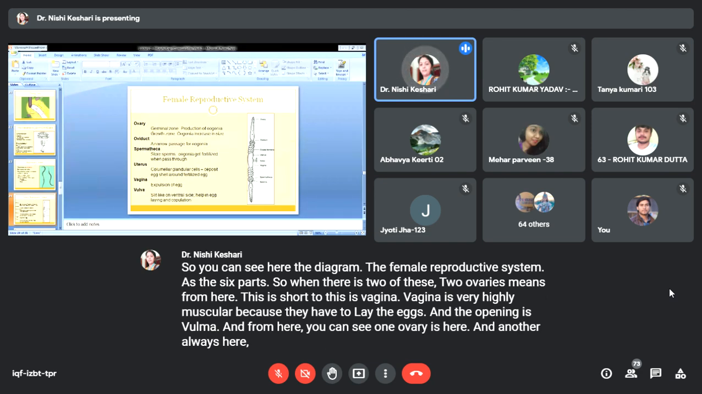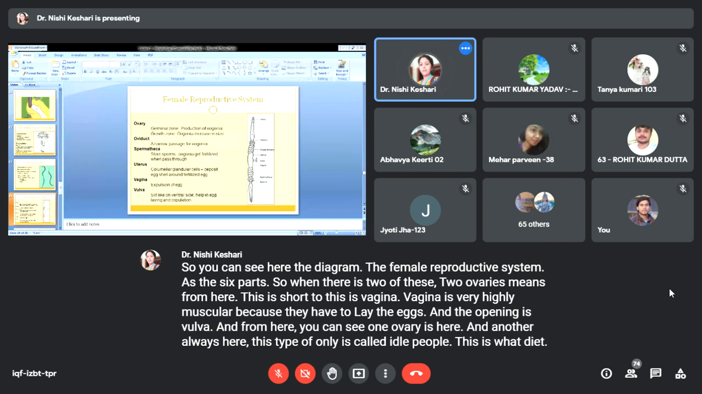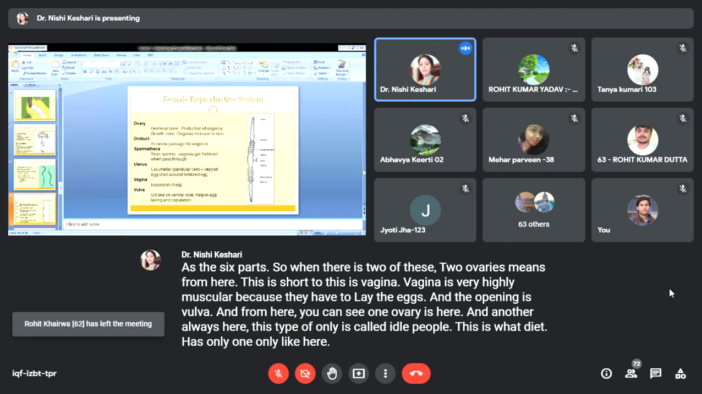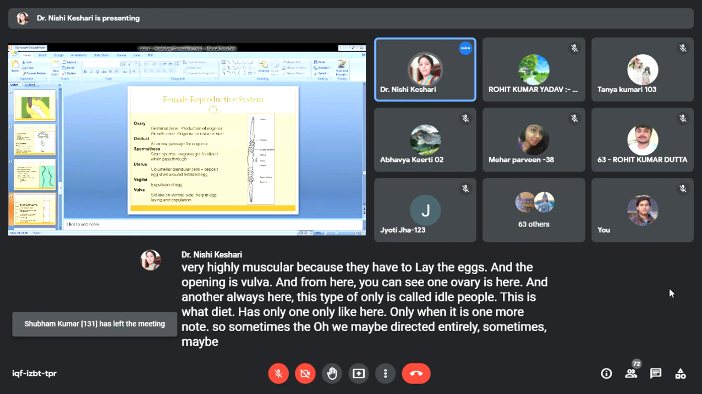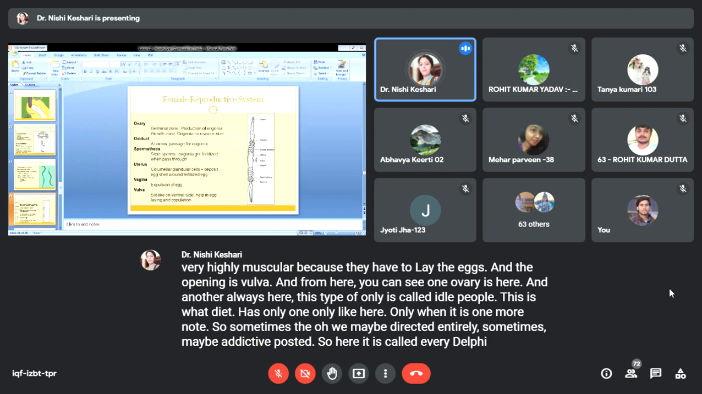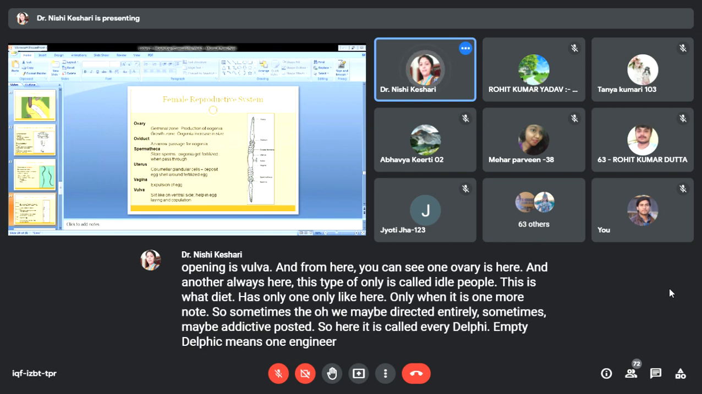This type of ovary is called didelphic ovary. If it has only one ovary, like here, then it is called monodelphic ovary. Sometimes the ovary may be directed anteriorly, sometimes posteriorly. So here it is called amphidelphic. Amphidelphic means one anterior and one posterior.